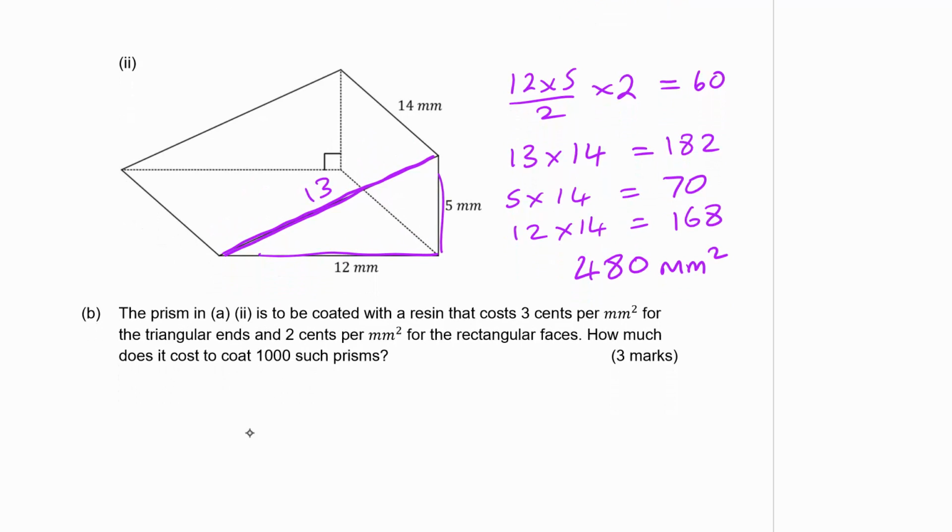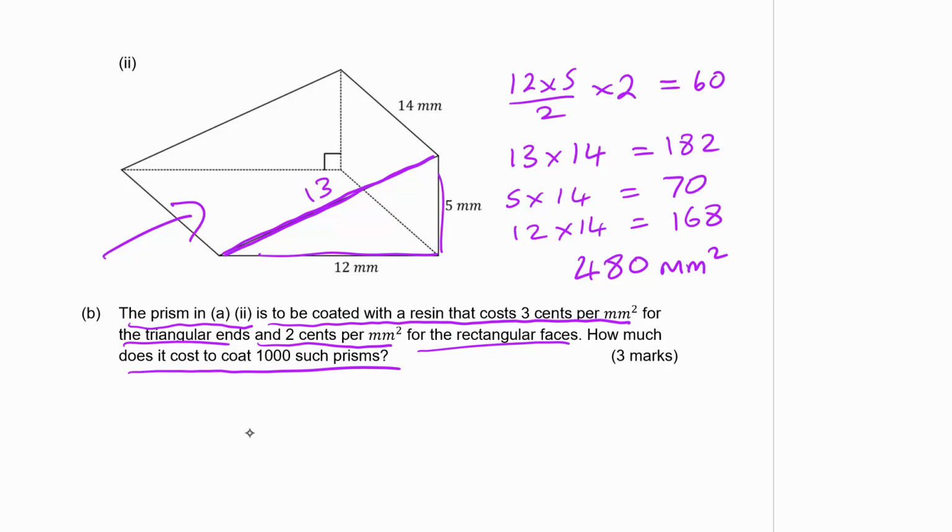Now the prism in A part 2, so that's this triangular prism, is to be coated with a resin that costs 3 cents per square millimeter for the triangular ends and 2 cents per square millimeter for the rectangular faces. How much does it cost to coat 1,000 such prisms?